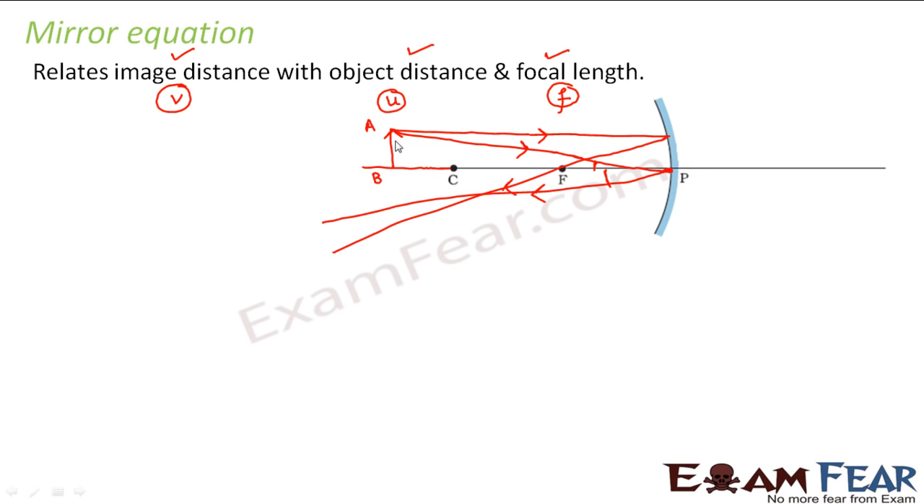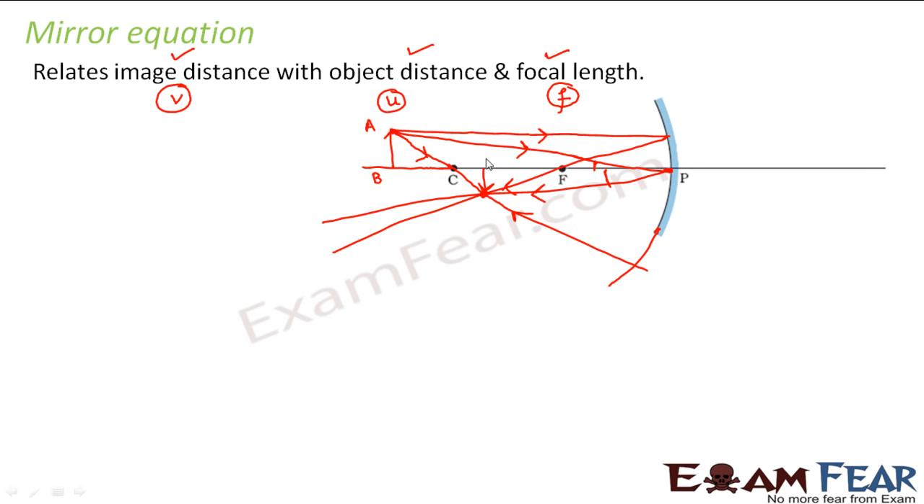Again, there was another rule which stated that a ray of light which passes through the center of curvature, when it falls on the mirror, let us suppose this is my mirror, will go back in the same path, right? So what do we see? All the three reflected rays meet at this point. That means the image will be formed at this point. So this is my image, the image formed.